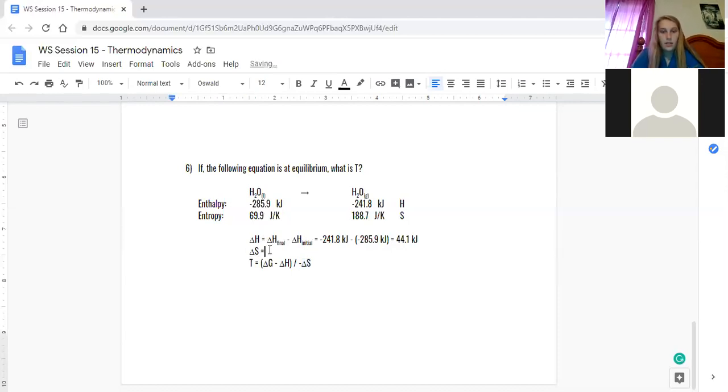So delta S, you're going to solve it exactly the same way. We're going to have our S final minus S initial. These don't need to be delta, I apologize. That's just H and S, because doing final minus initial is what makes it delta.